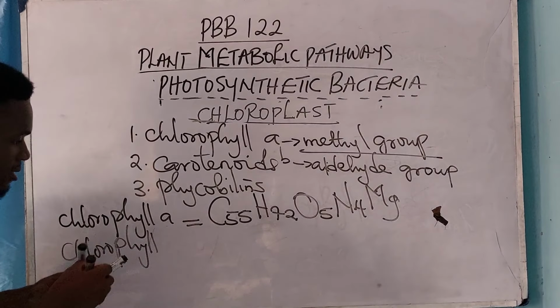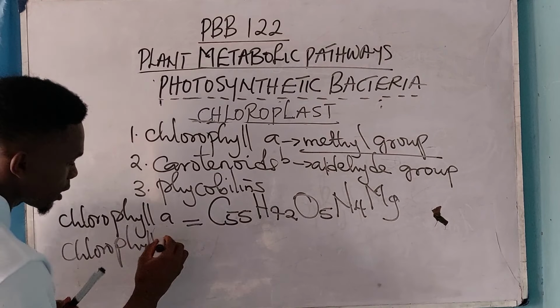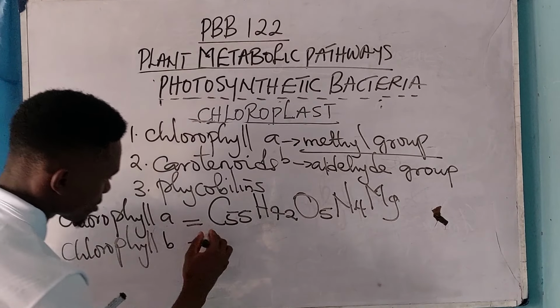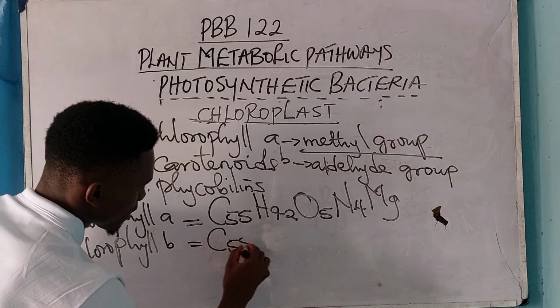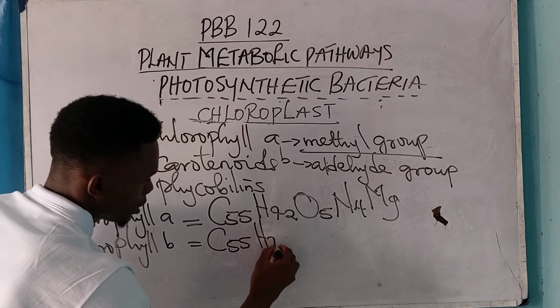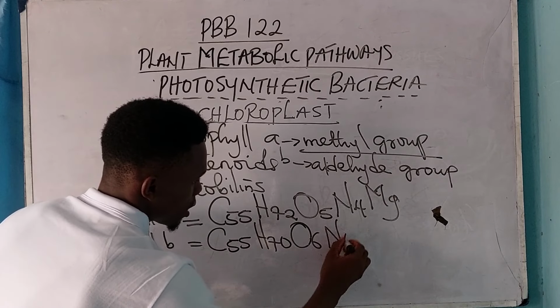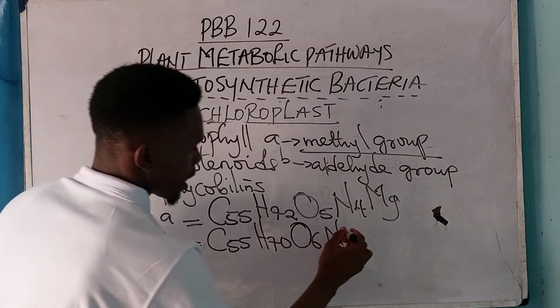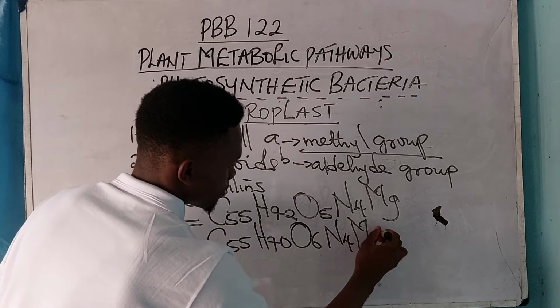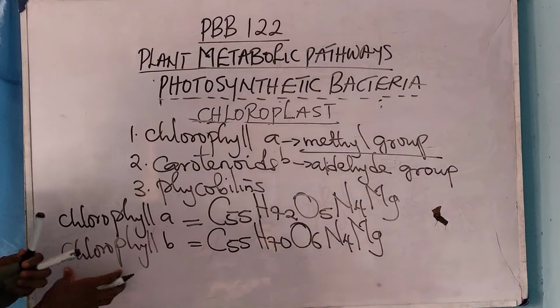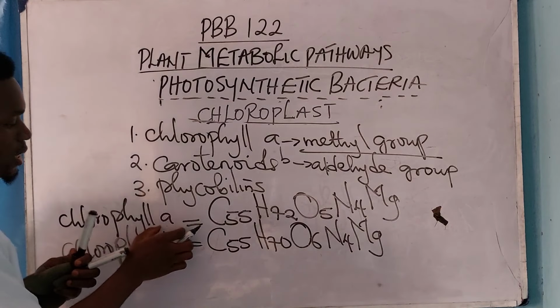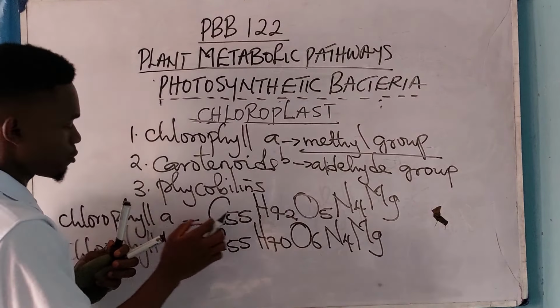Chlorophyll B has its molecular formula as C55 H70 O6 N4 and magnesium. So this is the molecular formula of chlorophyll B, while the other one is the molecular formula of chlorophyll A.